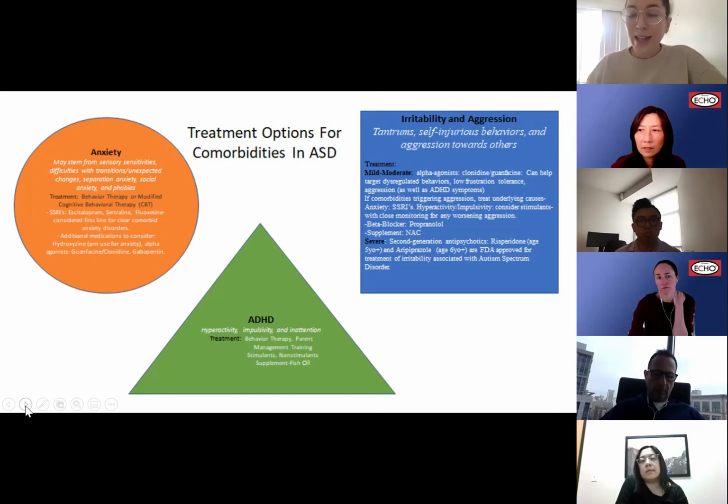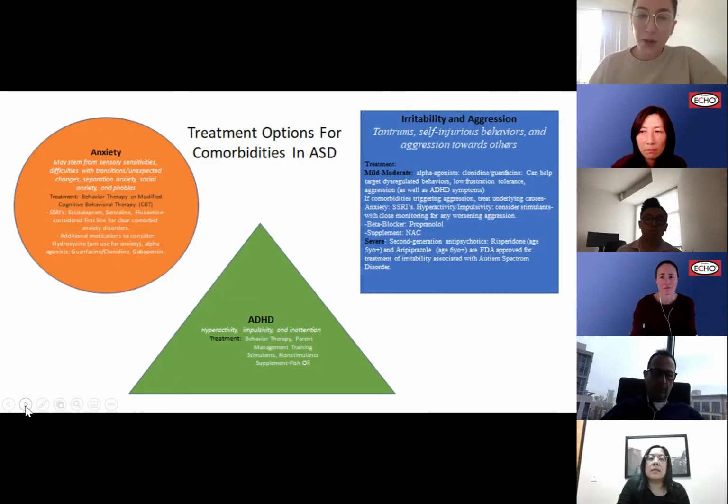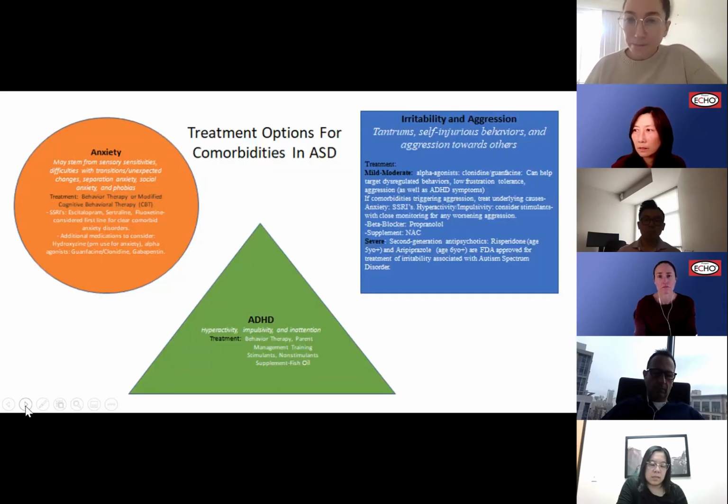Of course, our first and most important, we want to make sure that they're getting behavioral intervention so that they're connected to ABA, getting some sort of behavioral therapy or some sort of therapeutic intervention. But then when we think about medications, our first line would be the SSRIs. So things like Lexapro, Zoloft, Prozac are things that we think about as first line for treating anxiety. And then some other medications that we consider for anxiety are things like our alpha agonists, the guanfacine, clonidine, and then the use of gabapentin.